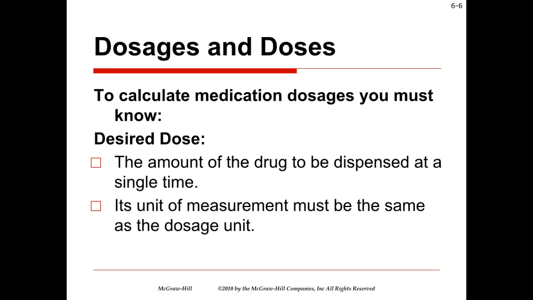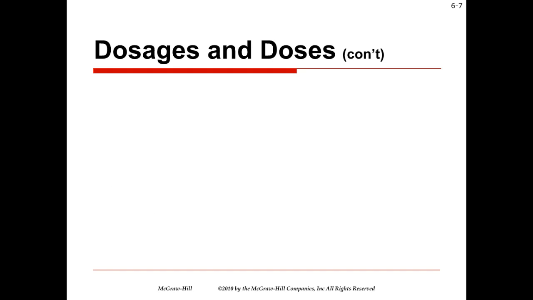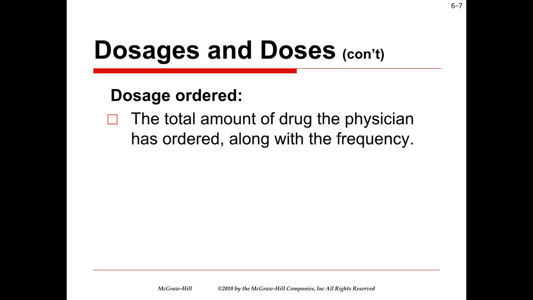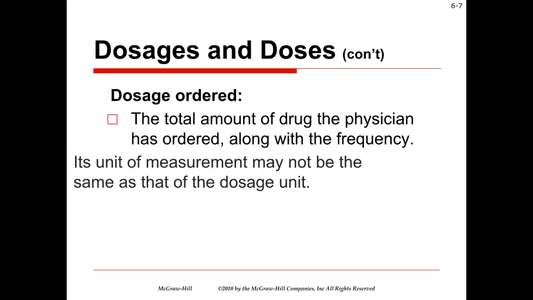What's ordered has to be the same as what we get when we figure our calculation. We have to convert a lot. Okay, the dosage ordered, that's what the doctor says to give. How much and how often? So Dr. Cuttrell orders 25 milligrams of hydrochlorothiazide BID, or twice a day. That's a doctor's order. That's the dose ordered.